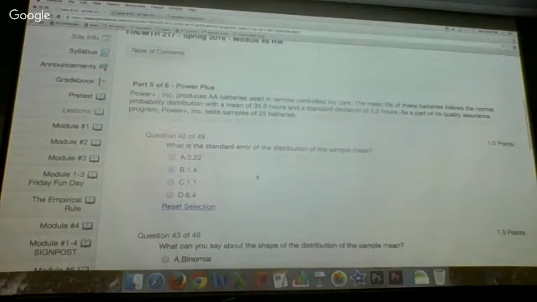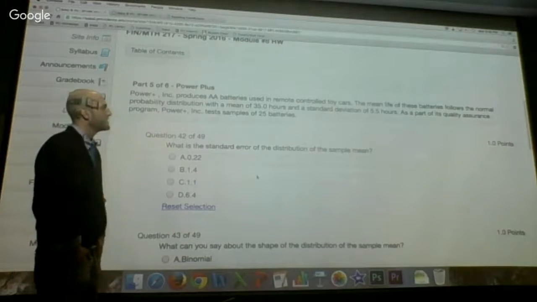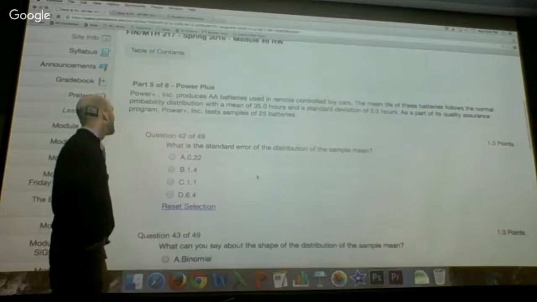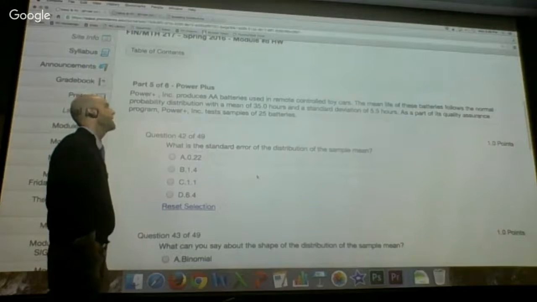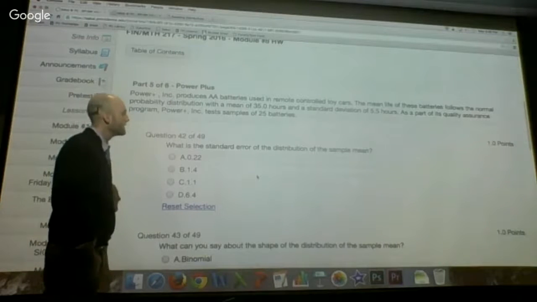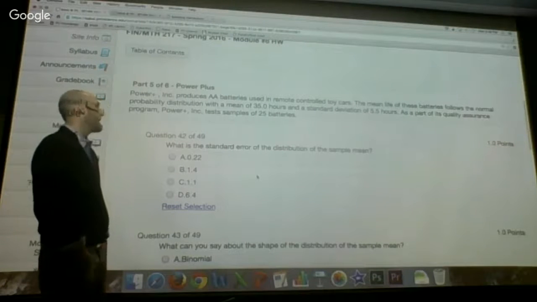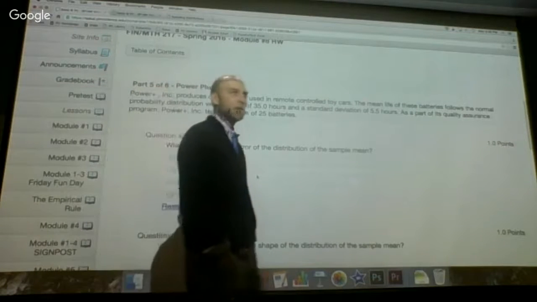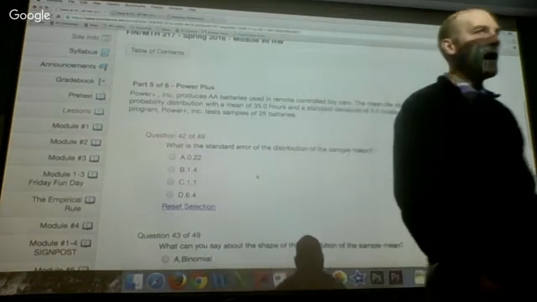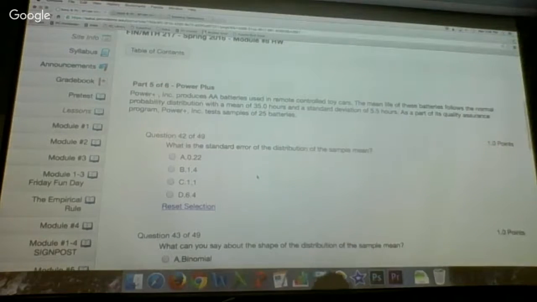Part 506, Power Plus Incorporated produces AA batteries used in remote control toy cars. The mean life of these batteries follows the normal probability distribution with a mean of 35 hours and a standard deviation of 5.5 hours. As a part of its quality assurance program, Power Plus Incorporated tests samples of 25 batteries, which seems very odd to me because if you've ever used batteries, you know that you usually have to use them in pairs. Very infrequently do I use batteries on their own, or AA batteries, or whatever you call them.